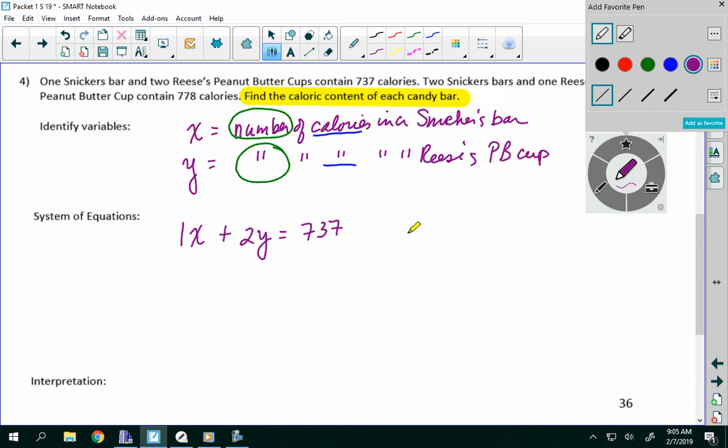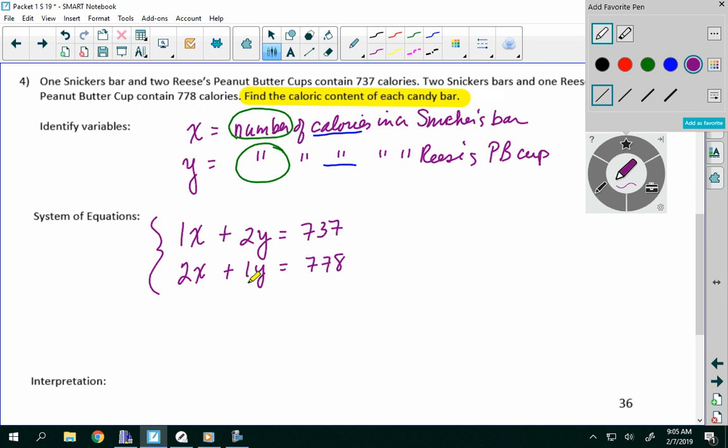And similarly, I can look at the second sentence and I can translate that to be the equation 2x plus 1y equals 778. So this is the system I have to solve. And remember, we looked at 2 techniques, the substitution method and the addition method, or some people call it the elimination method. Anytime I have a system of linear equations and I can find a coefficient of 1 in front of either one of my variables, I will choose to use substitution.